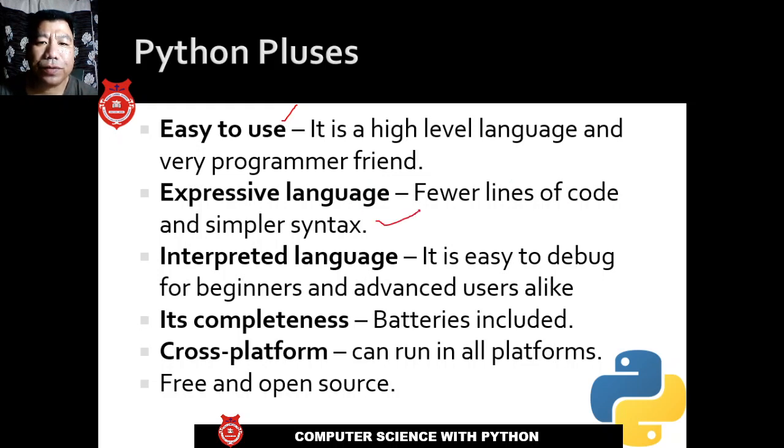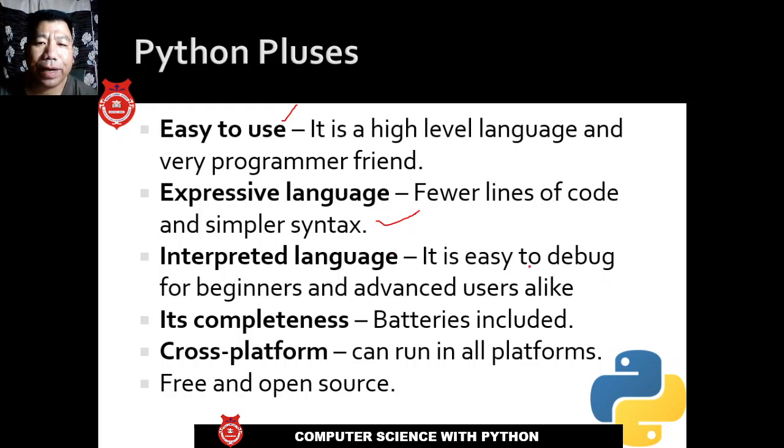Yeah, this is true. For example, if you want to display "welcome to programming" in other programming languages like Java, at least you will need 6 lines of code. But in Python, you will need only 1 line of code. Okay, so it is very short as compared to 6 lines. So it is very easy to learn.